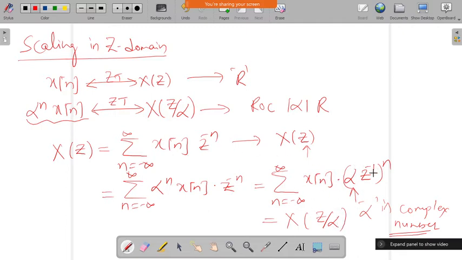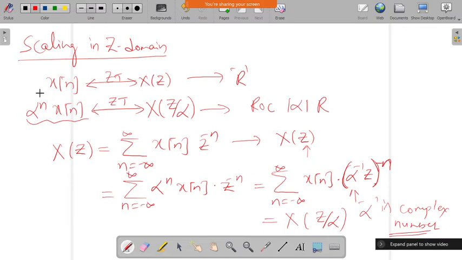Sorry, here it is alpha inverse into Z. We need Z power minus n, whole power minus n, so alpha inverse and Z, this whole power minus n, then only we will get Z by alpha. Is it understood? You can see here alpha inverse into Z, then only we can get Z by alpha, this is whole power minus n. Now if we compare this, we can write X of Z by alpha. So this is scaling in the Z domain.